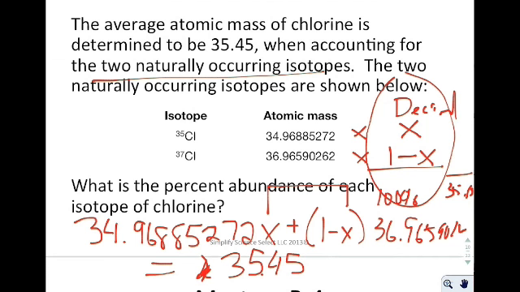Now I have to be careful in distributing and solving and rearranging, but when I do that, I'll actually solve for a decimal that's x. One way to check your answer is that x has to be less than 1, because you can't have more than 100% of it be a certain value. So I'll leave that for you to solve.